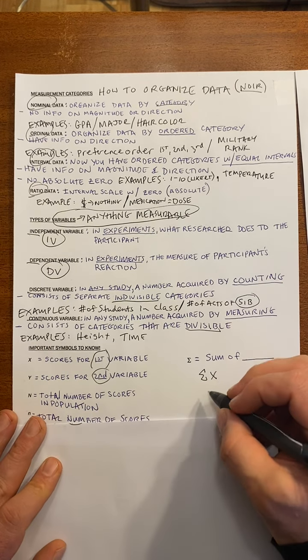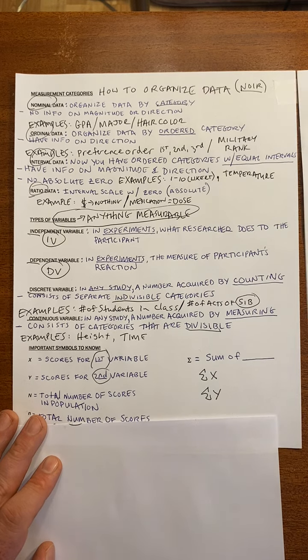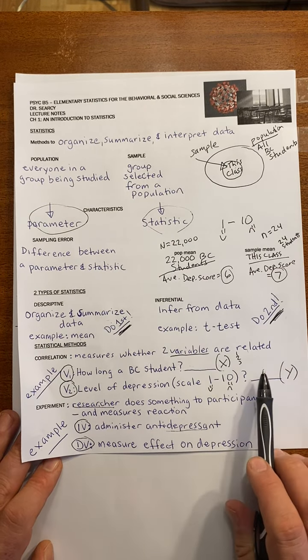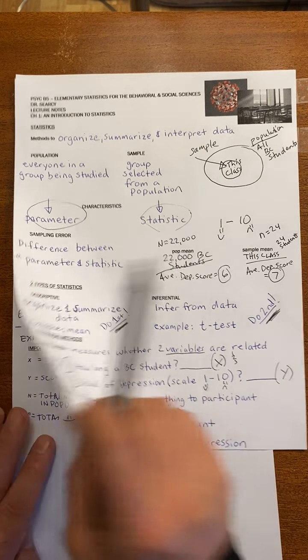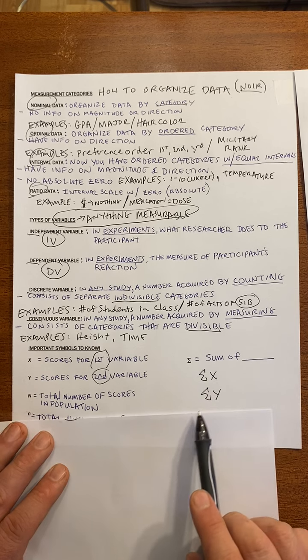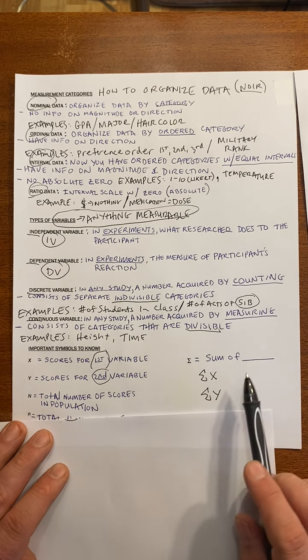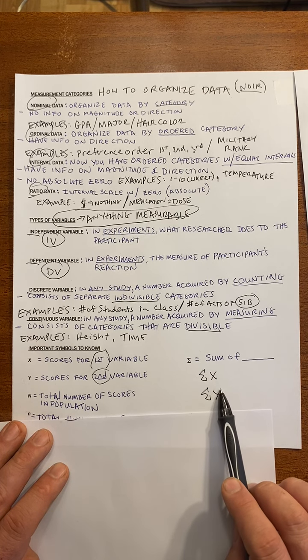Same thing if you see sum of Y. Right? So now we're saying, oh, you also got a bunch of answers for that Y. A bunch of people telling you how depressed they were. What you're going to do, if you see this, is you're going to add up each one of those depression scores. And then you'll call that sigma Y.